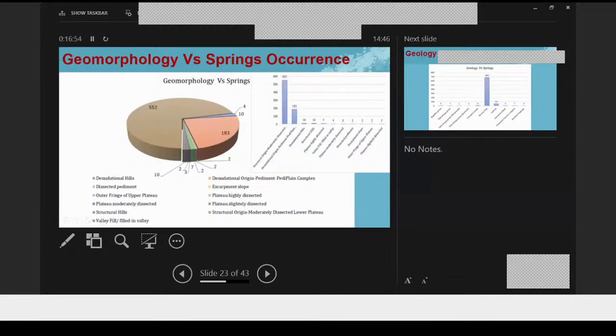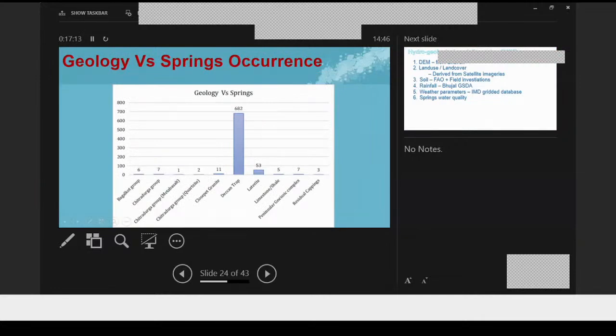Geomorphologically, most of the springs are on a moderately dissected lower plateau in the basaltic terrain. The next highest is on denudational origin landforms, so there is not much significance there. Geologically, the highest number of springs are seen in basaltic rock, and some are seen in laterite.